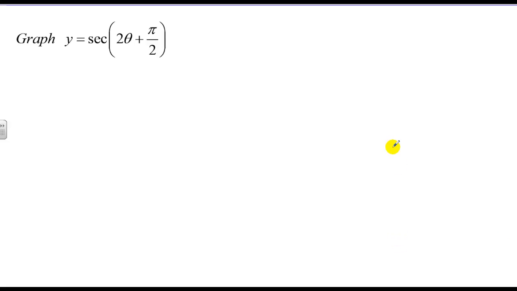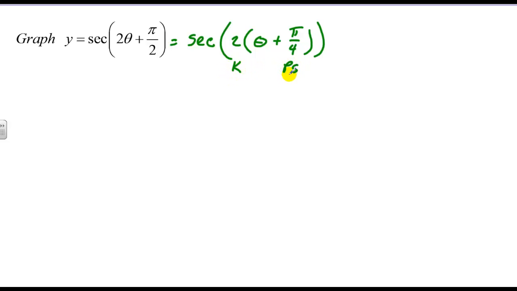Let's do it again. This time we're going to graph a secant, which we know is a reciprocal of cosine. So I'll start by graphing a cosine and then do all the flipping necessary. I'm going to put this in the correct form. So we know that in this case we have secant, factor out 2, theta plus pi over 4. Again, there's my k value. The phase shift deals with this guy here.